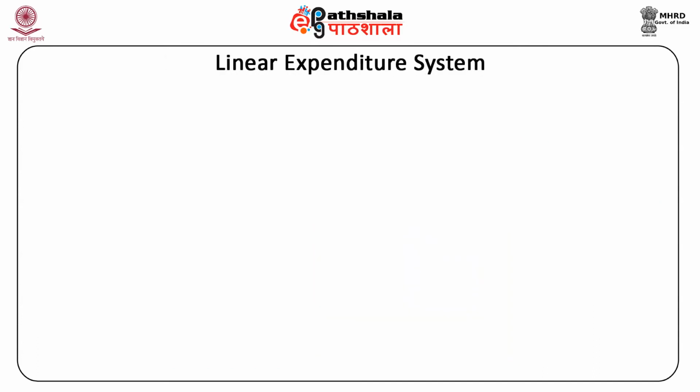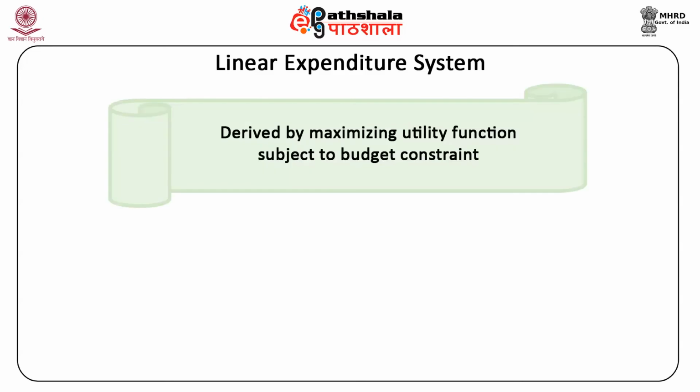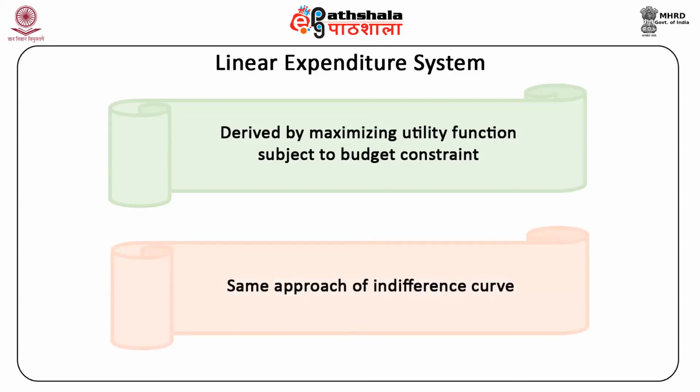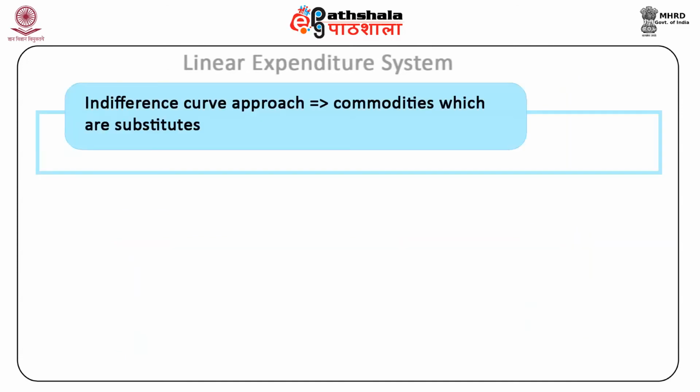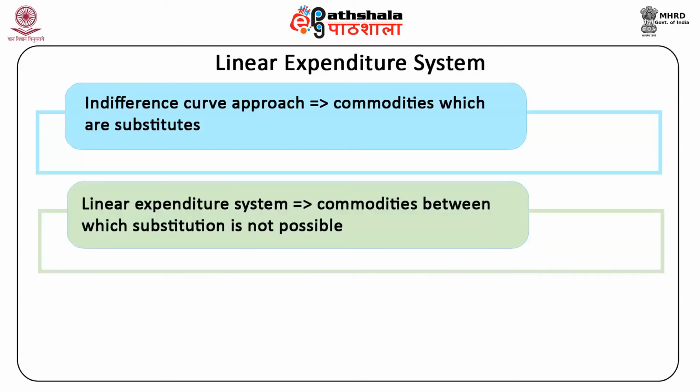The demand function under this model is derived by maximizing the utility function subject to a budget constraint. The approach of this model is the same as the approach of the indifference curve. The indifference curve approach is basically used for handling commodities which are substitutes. On the other hand, the linear expenditure system is applied to groups of commodities between which substitution is not possible.